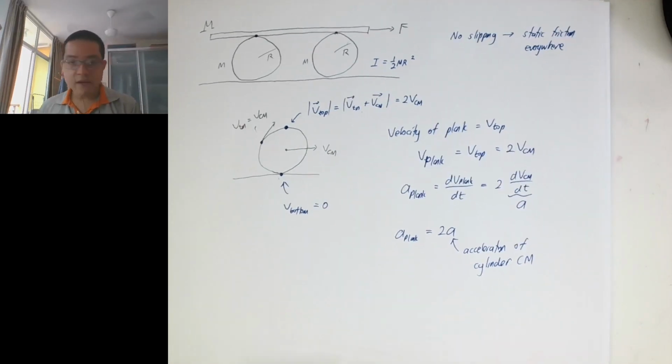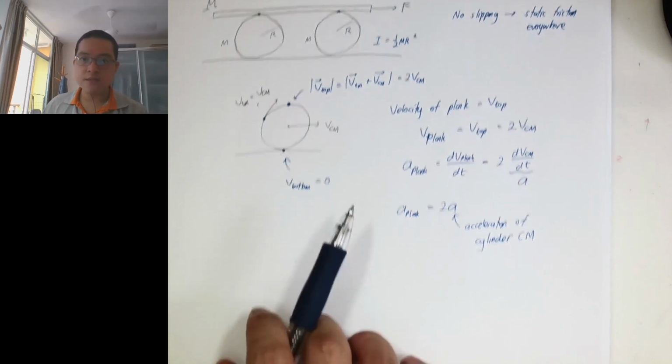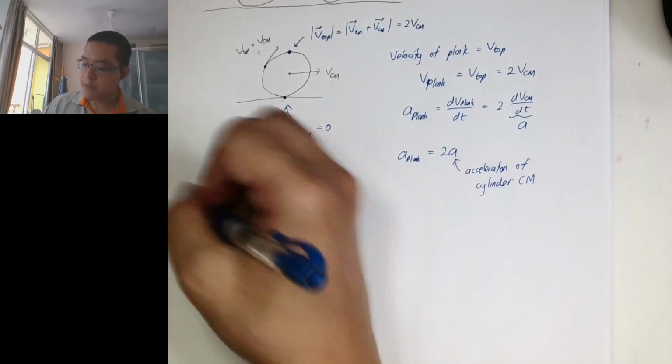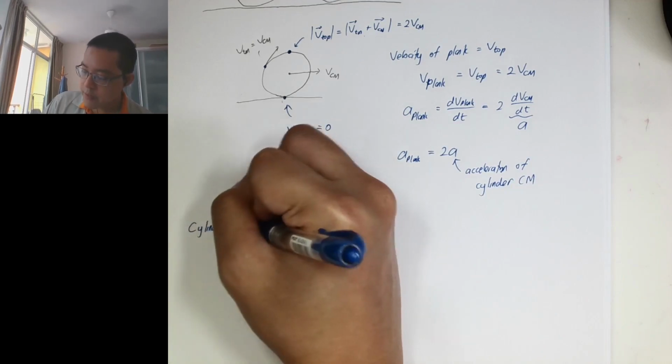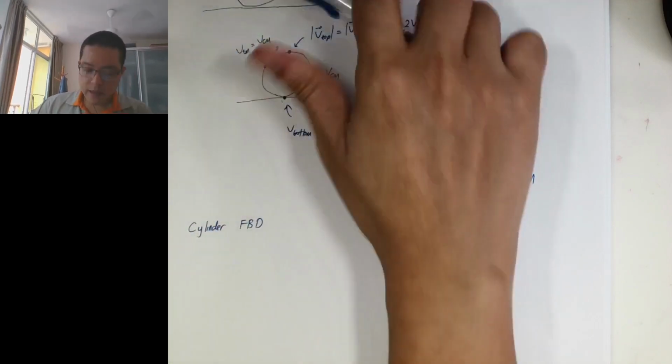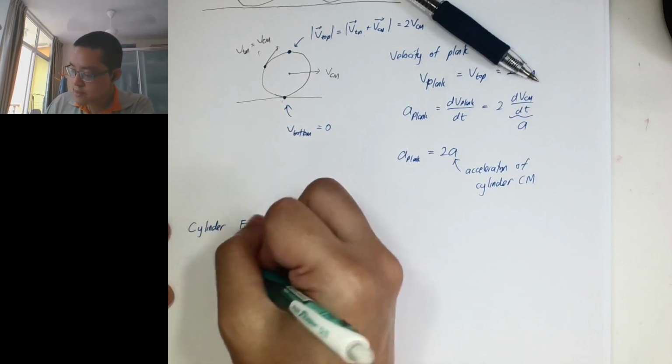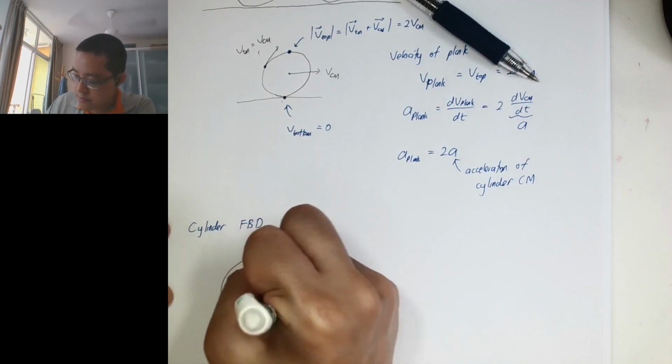Okay, so now let's try to solve this system. Let us begin by drawing the cylinder free body diagram and see what are the forces acting on the cylinder.